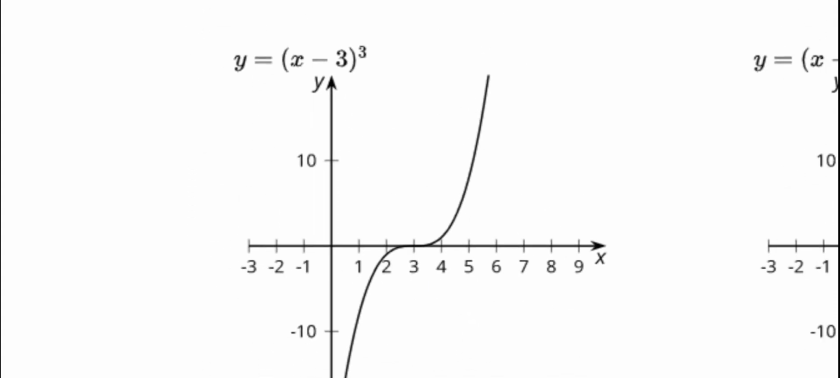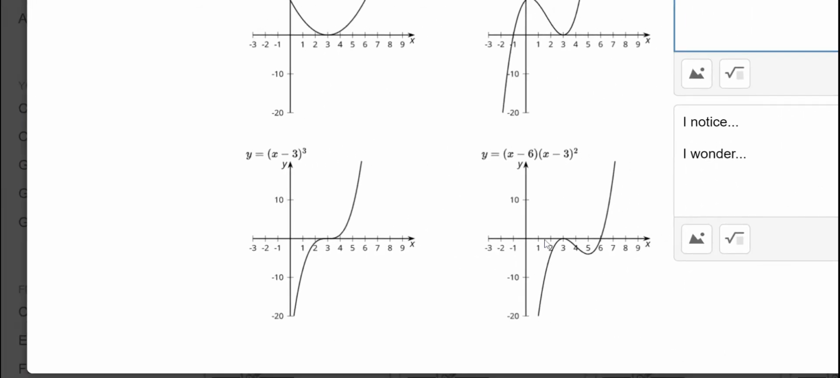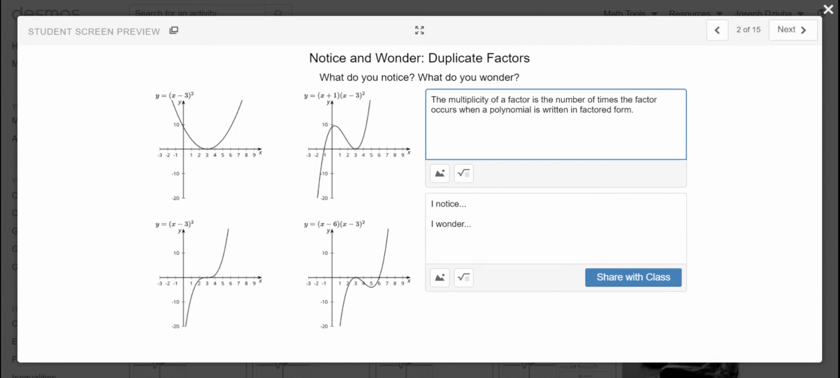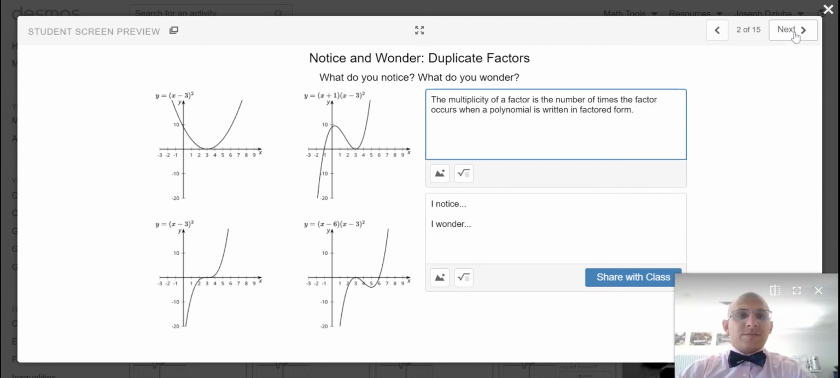If we look to our bottom left graph, we can see that the multiplicity is changing, which also is having an effect on the behavior surrounding the root as compared to the original in the top left-hand corner. So I'd like for you to share some dialogue with your peers and decide on 2 things that you notice and 2 things that you wonder about the algebraic expressions and the subsequent effect that it's having on the graph, taking into account the multiplicity of each factor.